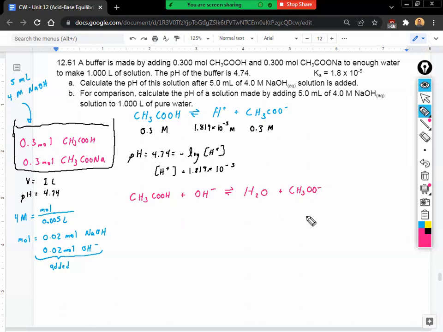Okay, so this is the chemical reaction that takes place when you add the base, because the base that you add, the NaOH, is going to react obviously with the acid, because bases want to neutralize with acids. It doesn't care about the conjugate base, because bases do not react with bases. Okay, so that's where we get this reaction.